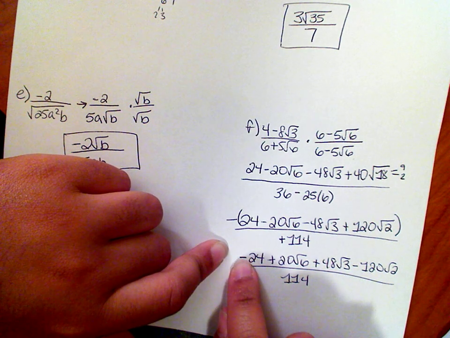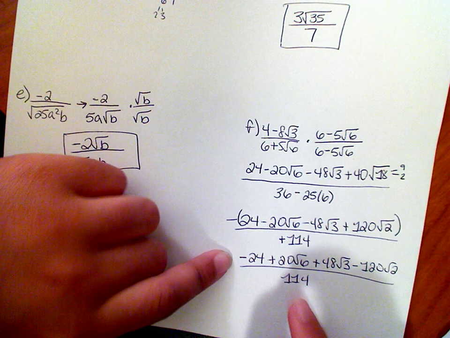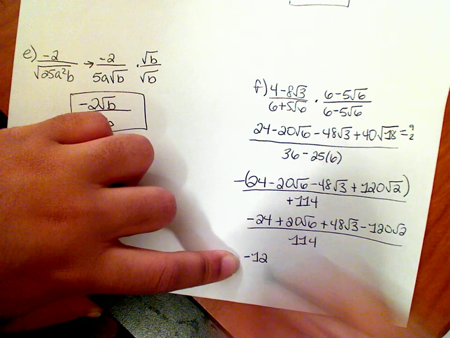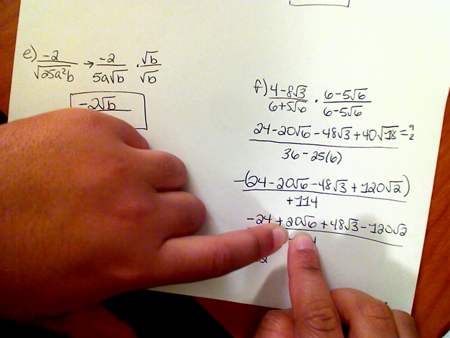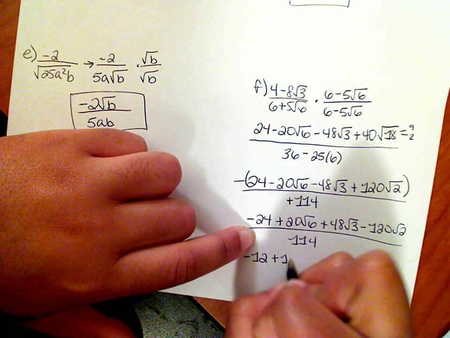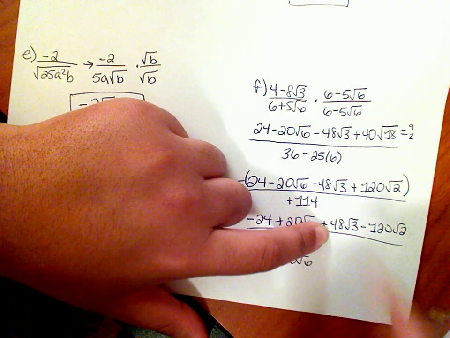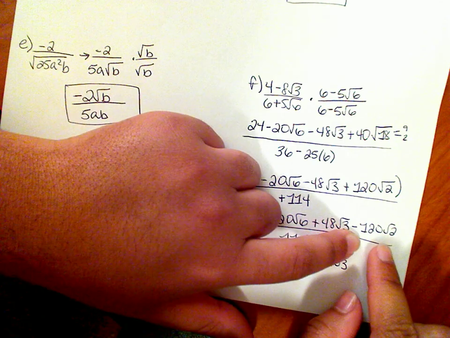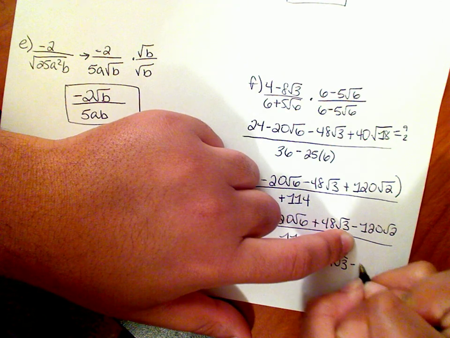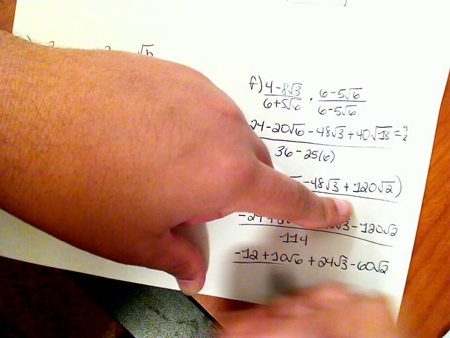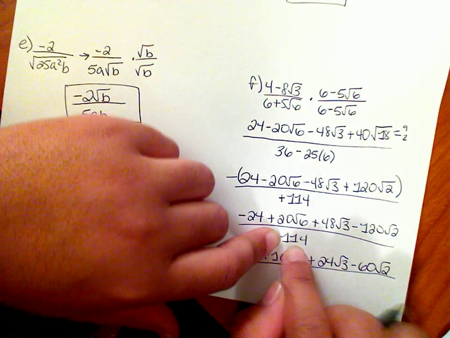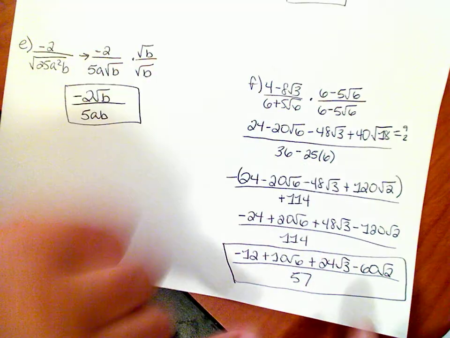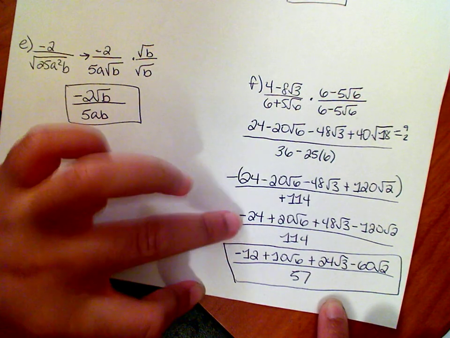We can take out a factor of 2 from everything. So negative 24 divided by 2 gives us negative 12. 20 square root of 6 divided by 2 gives us 10 square root of 6. 48 square root of 3 divided by 2 gives us 24 square root of 3. Negative 120 square root of 2 divided by 2 gives us negative 60 square root of 2 over 114 divided by 2 gives us 57. So our final answer would be this. So we took out a factor of 2 out of everything.